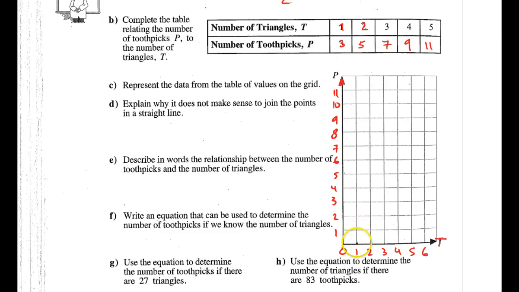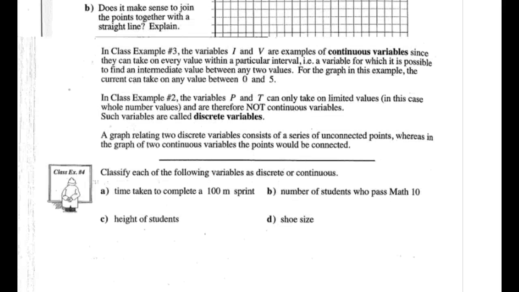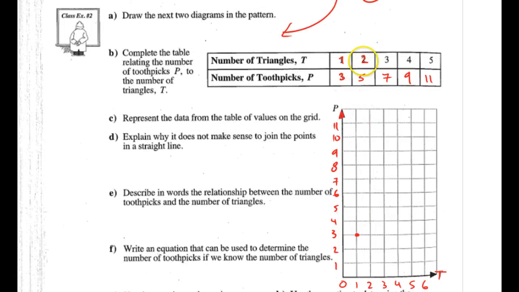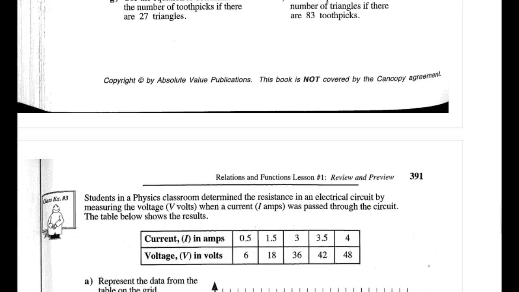Okay, so for 1 triangle, I need 3 toothpicks. So that's like saying 1, 3 as the coordinate. The next one, I have for 2 triangles, I need 5 toothpicks. For 3 triangles, I need 7 toothpicks. 4 triangles, I need 9, and 5 triangles, I need 11. So this is how I can use the coordinate system to graphically represent my toothpicks here.